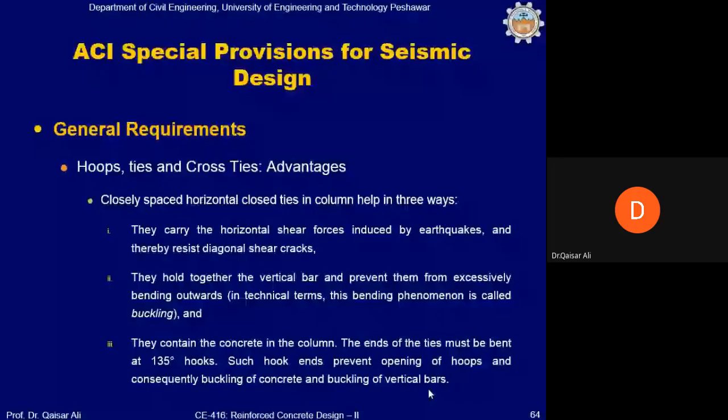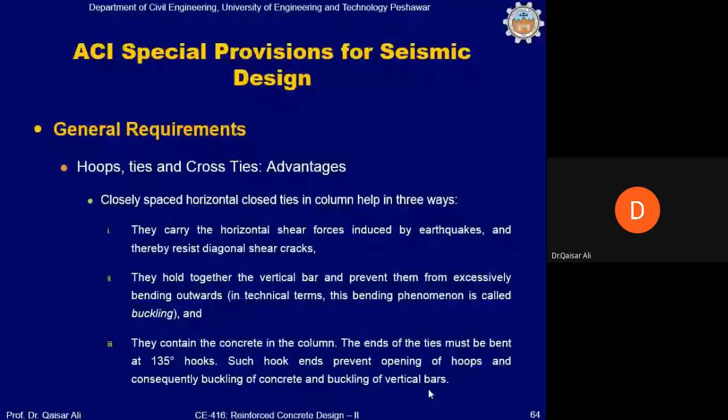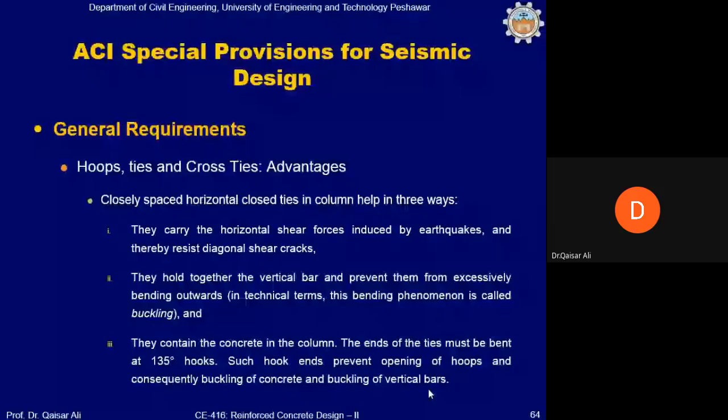In another way, the ties will help the column, and that is the confinement of the concrete. The concrete in the column will be subjected to several cycles of inelastic deformation. If the concrete is not properly confined by these ties, then it will crush under the load very easily. So these ties will also help the confinement by providing a 135-degree hook, as you will see in the next slides. And these hooks are called seismic hooks. The ends of such hooks will prevent opening of hoops, and consequently buckling of vertical bars and crushing of concrete will be prevented.